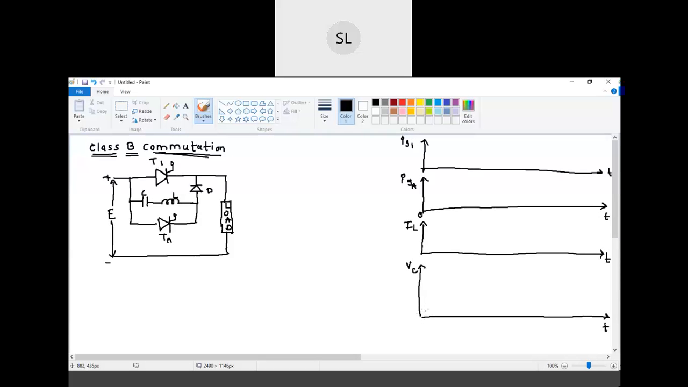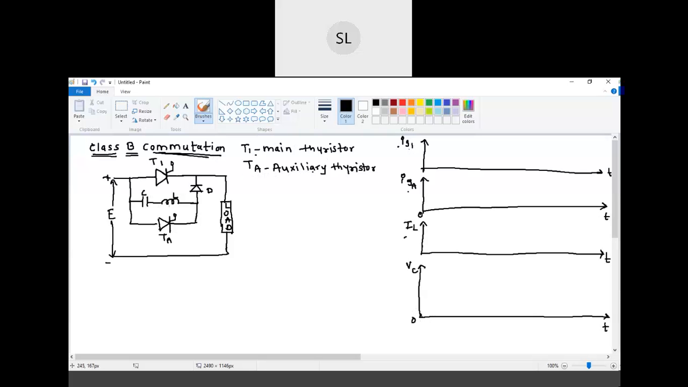So we will draw the waveforms of gate current for this T1. T1 is the main thyristor. TA is the auxiliary thyristor. So we need to provide them gate pulses. Ig1 is the gate pulse that will be given to this main thyristor T1, and Iga will be the gate pulse that will be given to this auxiliary thyristor Ta. And we will also draw the waveform for load current and voltage across this capacitor, that is Vc.